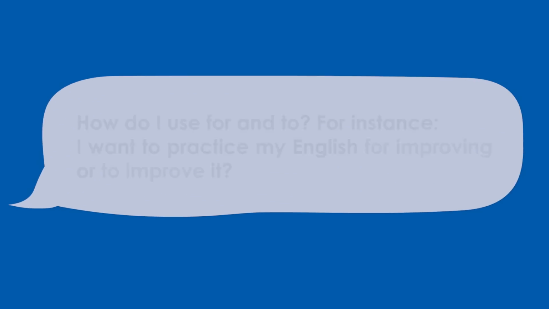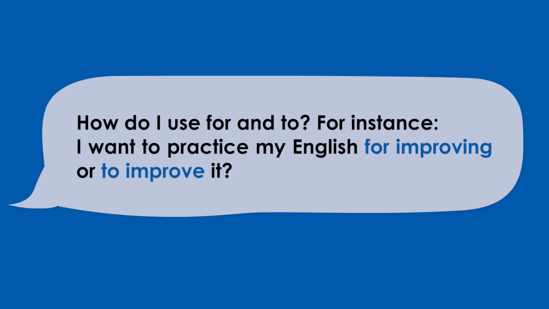First question this week comes from Jose Antonio. Hi, Jose. Jose says, "Hi, Alicia. I love your videos. I've learned a lot with them." Cool. My question is, how do I use for and to? For instance, I want to practice my English for improving or to improve it.